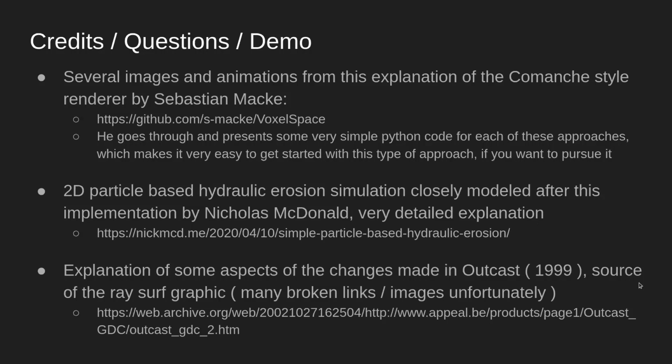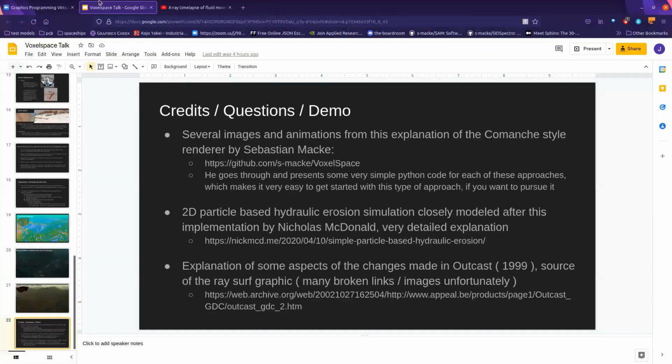And then this was shared by someone in this group a couple weeks ago, and that was very helpful to explain what was going on with Outcast, the bilinear interpolation, and the ray surfing. That's a hard thing to find information about now, because it's kind of a legacy technique, I guess. There's been a lot of search engine optimization with respect to voxels, and you really can't find anything about it anymore.